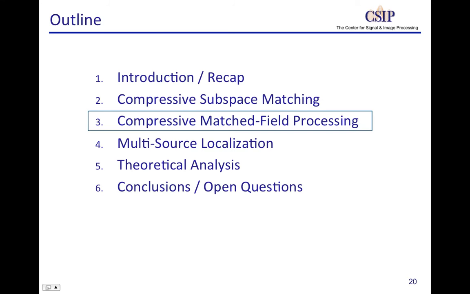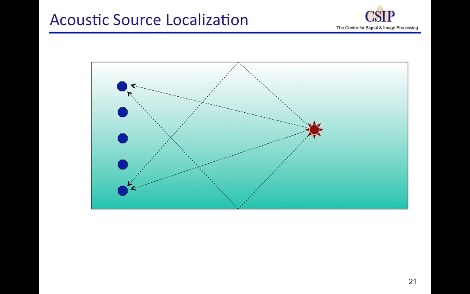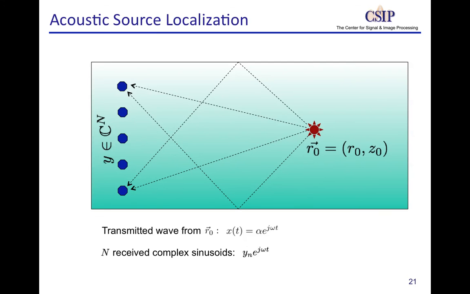Next, we'll discuss the flagship application for this thesis and the original work that piqued our interest in compressive parametric estimation, which is compressive matched field processing. So here we have an acoustic source located somewhere underwater that we want to localize. So we listen with some array of n receivers and we try to figure out where it is.